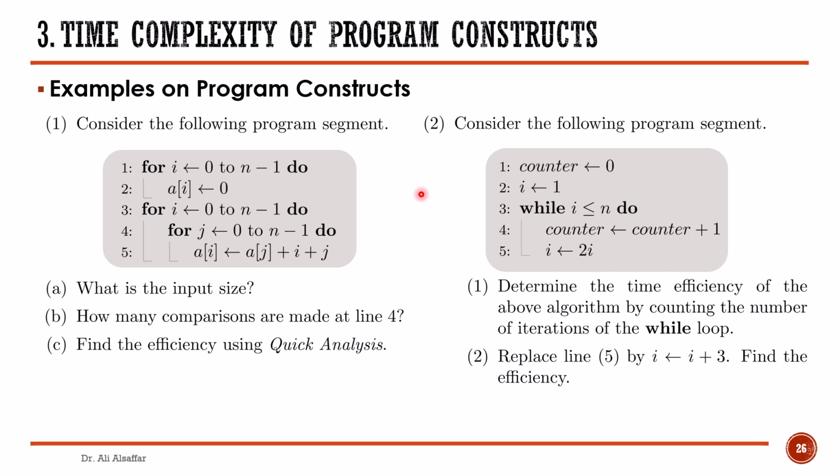For the next example, consider the following program segment. This program segment is a dummy algorithm that has a single while loop with 2 statements as the body of the loop. The first part of the question is asking to determine the time efficiency of the algorithm by counting the number of iterations of the while loop. And in the second part, it is required to replace the statement at line 5 by the statement I takes the value of I plus 3 and then find the efficiency. Let us first solve the first part of the question, and then we will solve the second part after that.